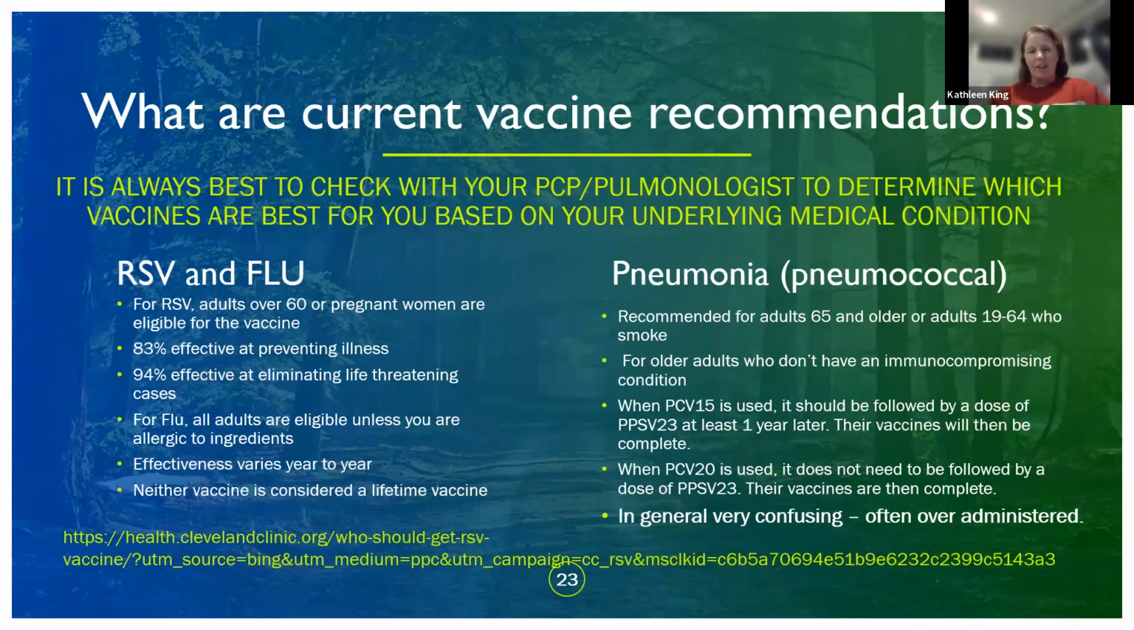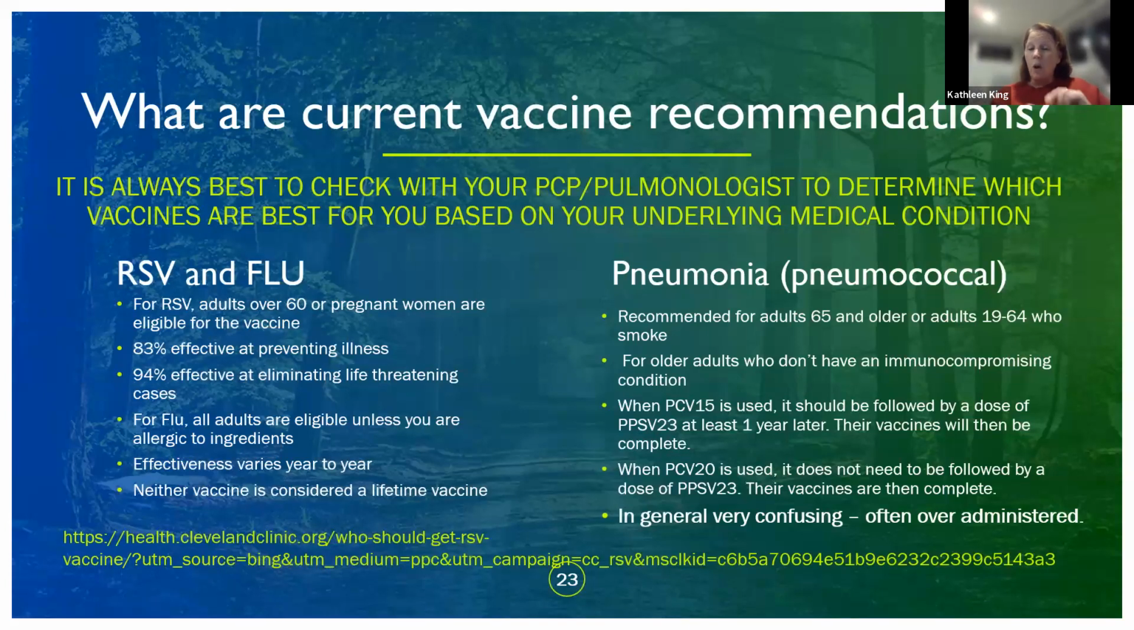Pneumonia, or the pneumococcal vaccine. Now this one, the recommendation is so difficult to follow that they actually have a helpline, like a 1-800 line for people to check. It is recommended for adults 65 and older, or for 19 to 64 if they smoke. So if you're a non-smoker, 65 and over. If you're a smoker, anytime after 19, you're eligible.